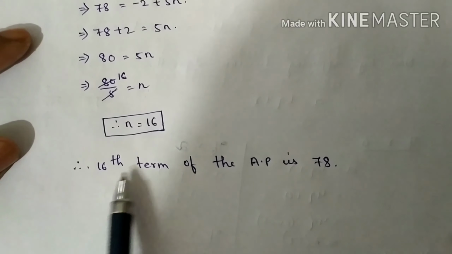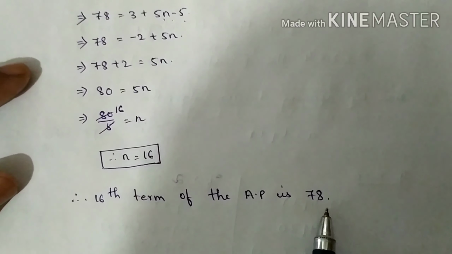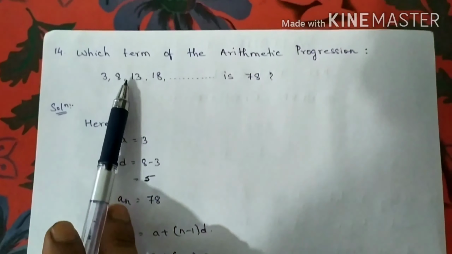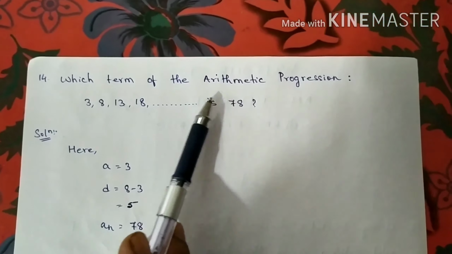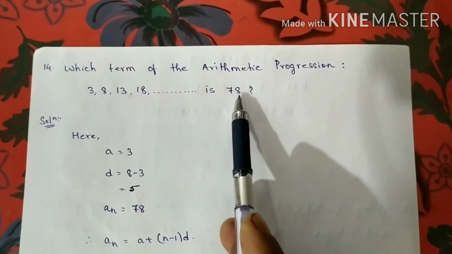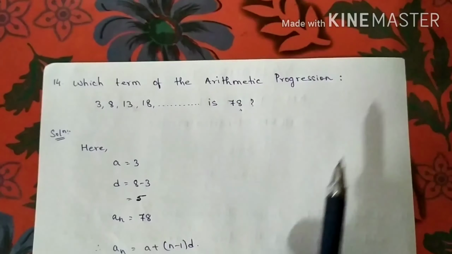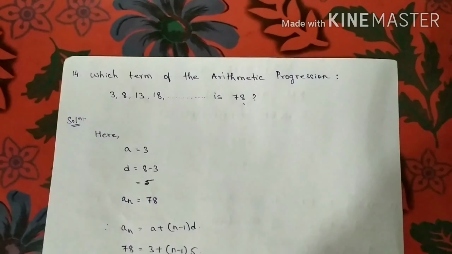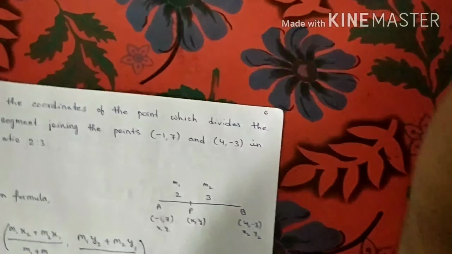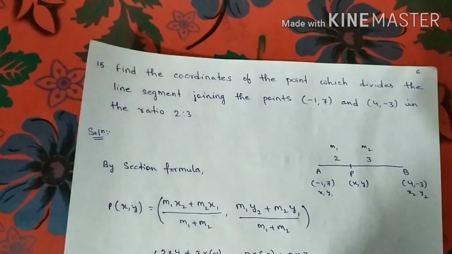Hence the 16th term of the AP is 78. So first, second, third, fourth, fifth, sixth, in this way the 16th term will be 78. Okay, now let us do question number 15.